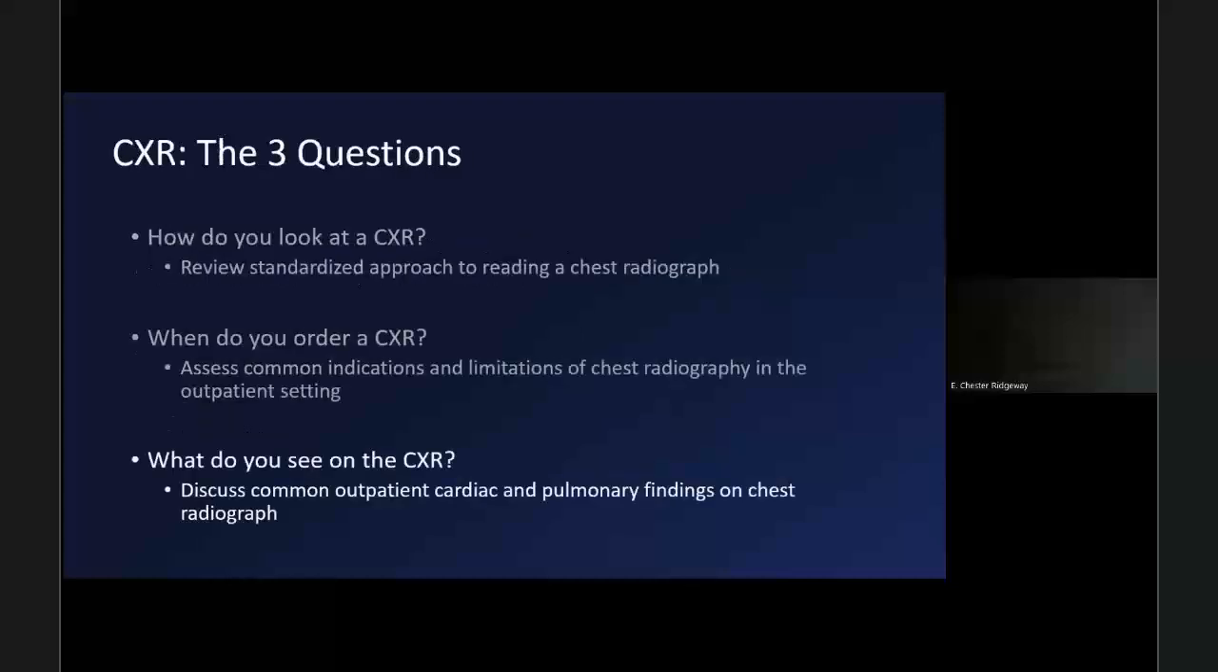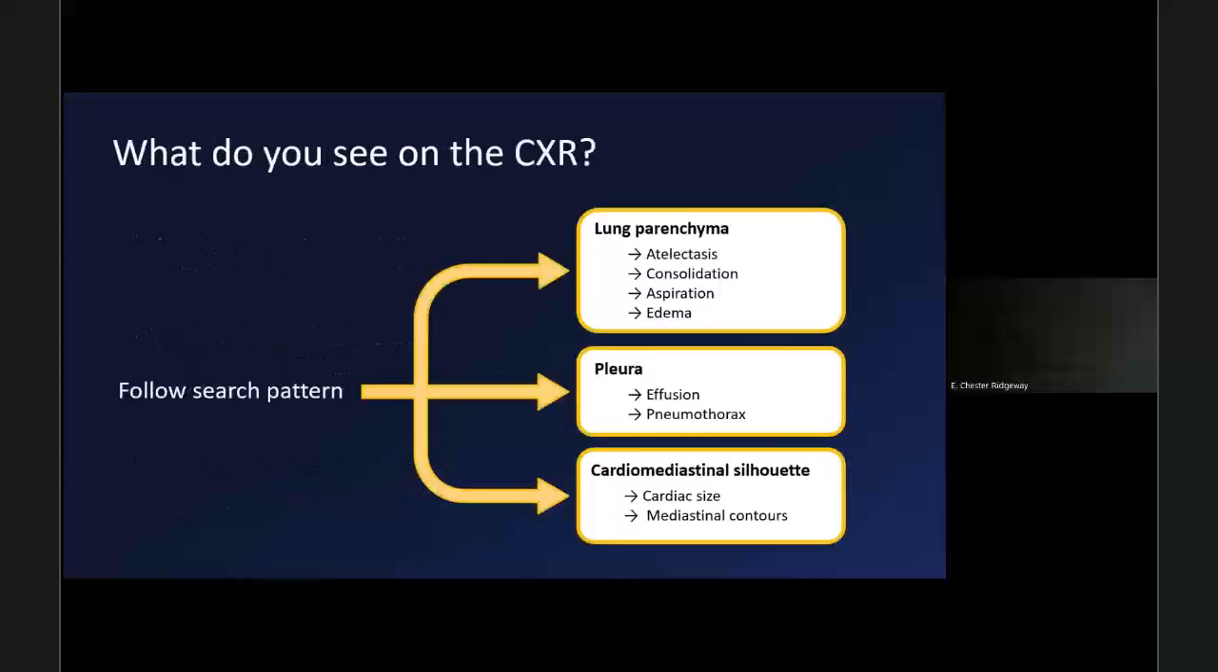So moving on to the third and final question that is going to take up the most of this time. What do you see on an X-ray? What do all these white and dark blobs actually mean? Well, we're going to break this down based off of what our search pattern is. So we're going to first address, when you're looking at the lungs, what are some things you could see? How do you know what they are, what to call them? Then we're going to move on to the pleura, which is fairly short and sweet, thankfully. And then we'll move on to the cardiomediastinal silhouette last if we do have some time.